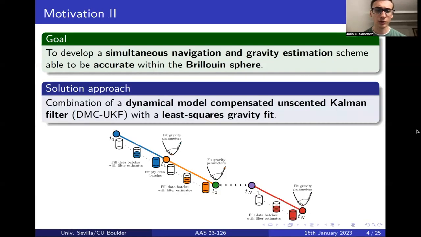The proposed solution approach is to combine a dynamical model compensation unscented Kalman filter with a least squares gravity field fit. In the illustration below, we can see how this works: a position-acceleration dataset is filled with the filter estimates. When the data batches are full, you make a fit of the gravity parameters and update your gravity solution. This process goes on and on after convergence is acquired.